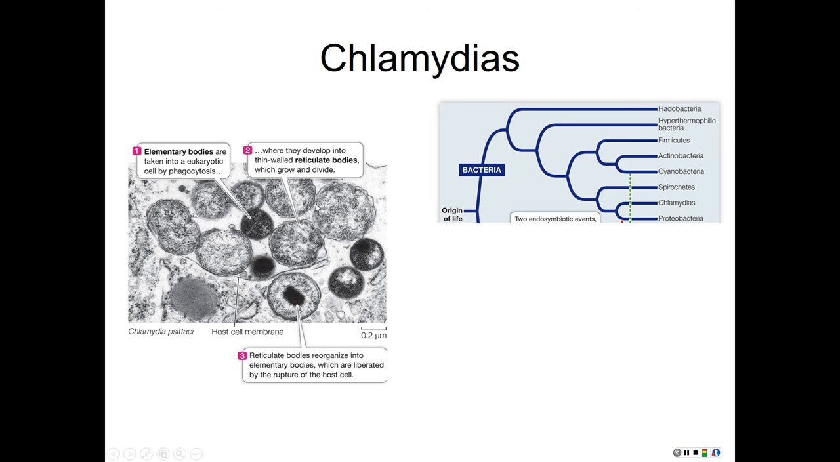So let's take a look here. So here we have an image. So here is an example. So again, we have the two cell forms. We have the elementary bodies that get taken up into, in this case, a eukaryotic cell. And then once it's in there, it develops into a more thin-walled reticulate body, which has the purpose of growing and dividing. And then these reticulate bodies will reorganize themselves into elementary bodies, which then get liberated with the rupture of the host cell. So they just have this more complex life cycle that involves two forms, is the basic take-home. So these types of bacteria cause a number of infections in eyes and lungs. This can be a cause of pneumonia, and of course also can cause STDs. So watch out for those.